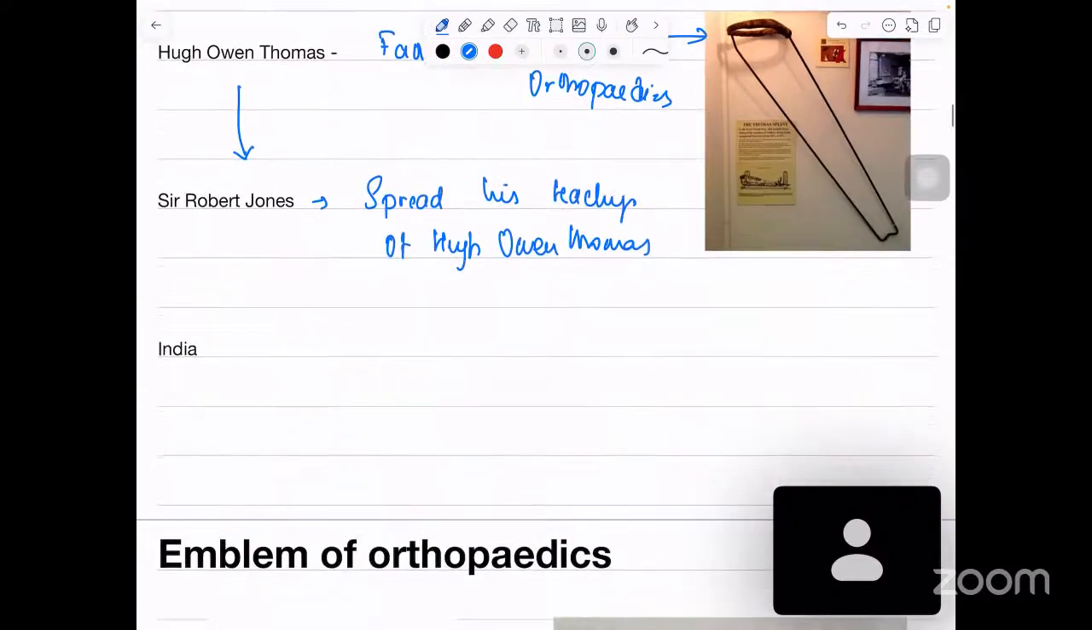So after the 18th century, in the early 19th century, orthopedics was not popular in India.